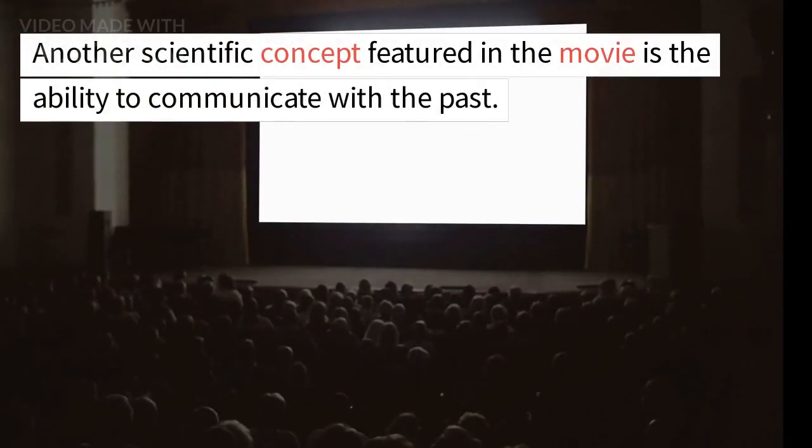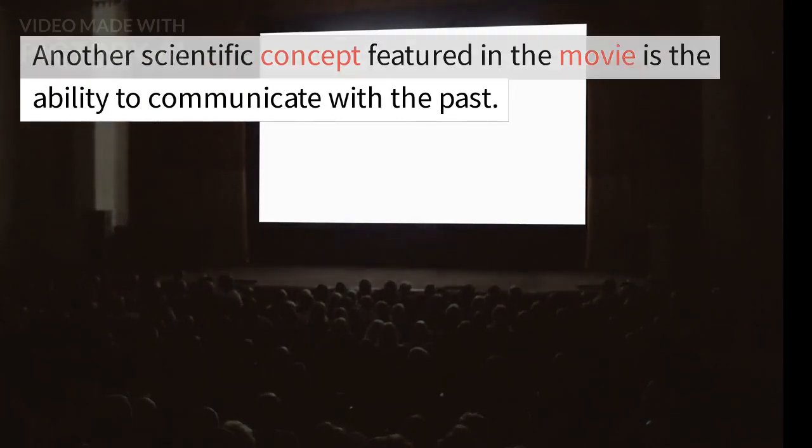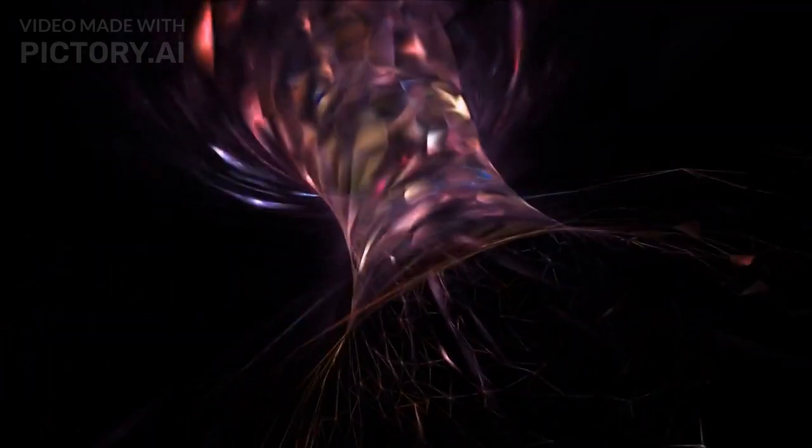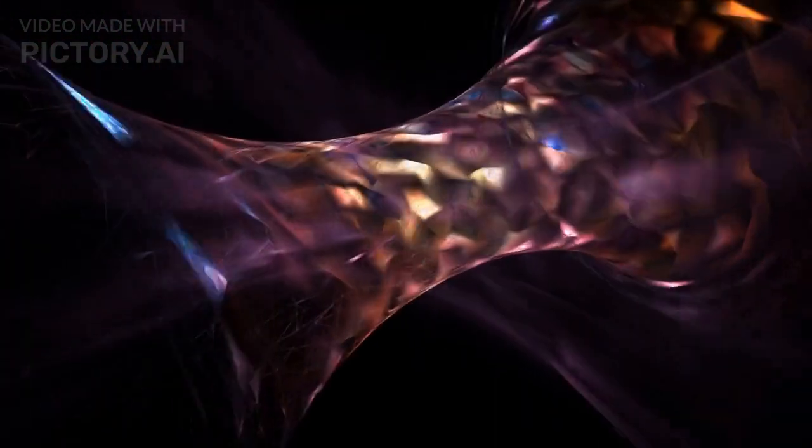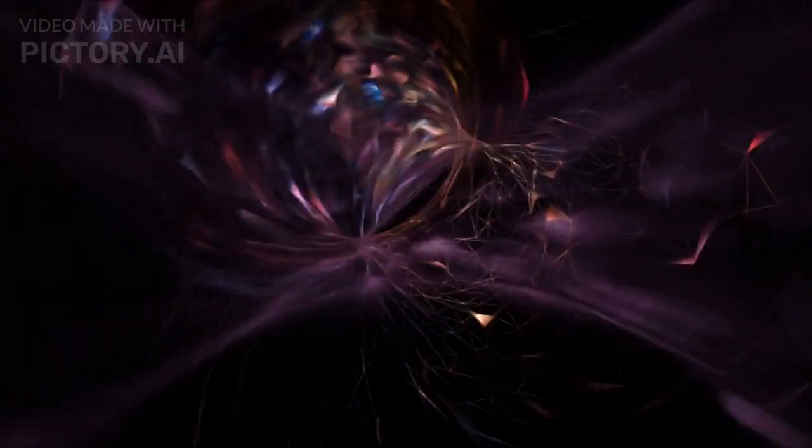Another scientific concept featured in the movie is the ability to communicate with the past. While it is theoretically possible to send information back in time, it would require a source of energy that is significantly greater than anything that exists in the universe.